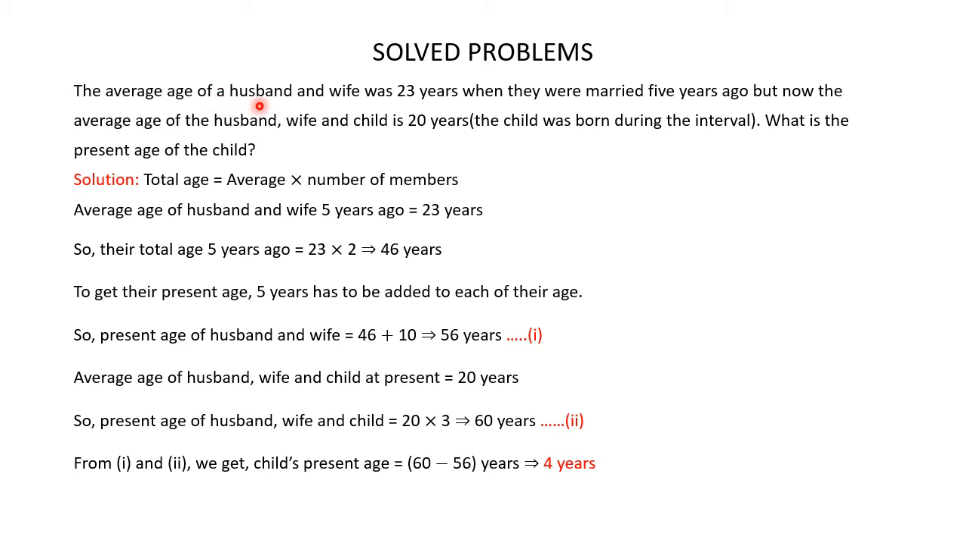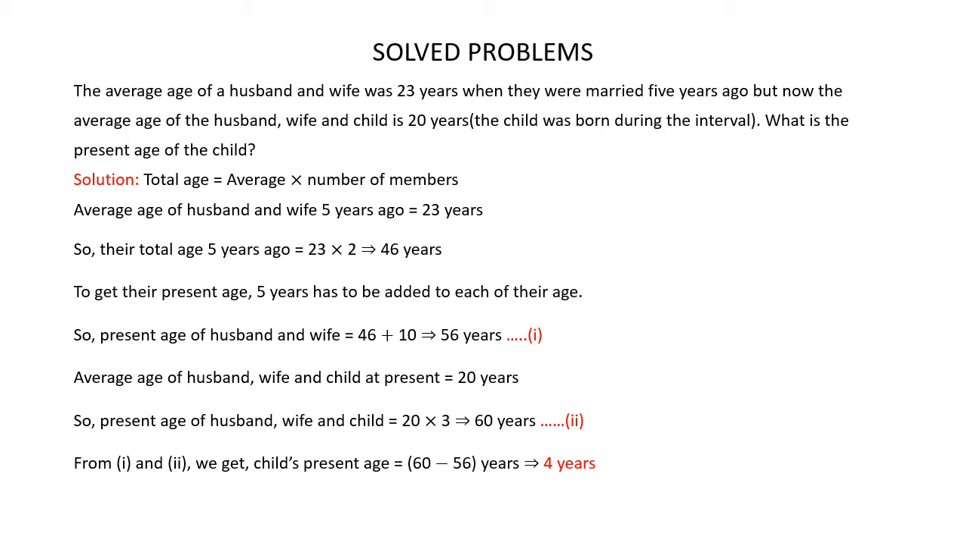The average age of a husband and wife was 23 years when they were married 5 years ago. But now the average age of the husband, wife and child is 20 years. The child was born during the interval. What is the present age of the child?